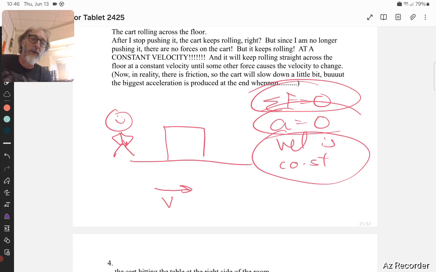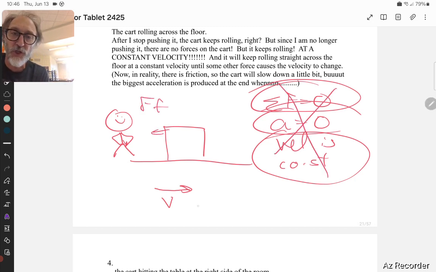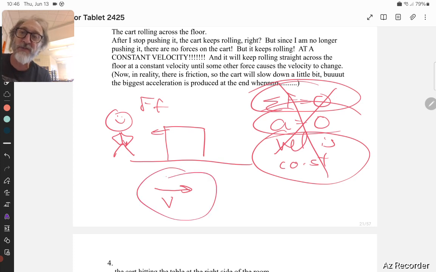Now, in the real world, this is not true, because we'd have a little bit of force of friction working against this velocity, and so it would slow down and eventually stop, if we let it roll far enough. But again, we are assuming no friction.